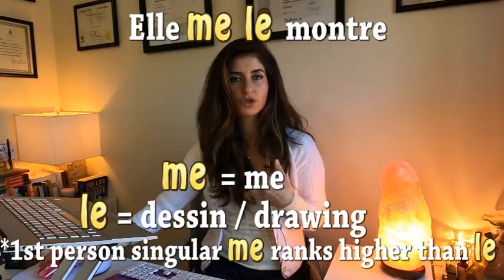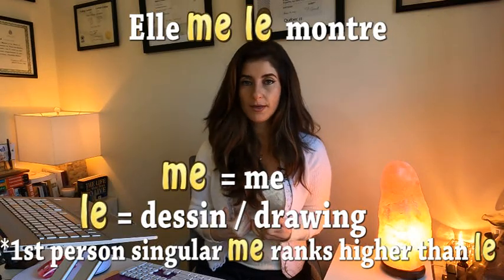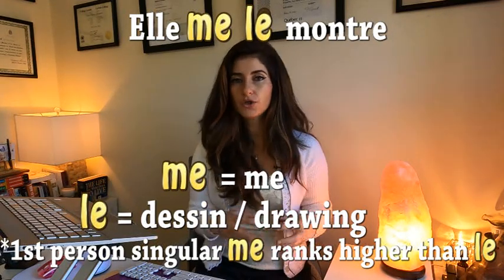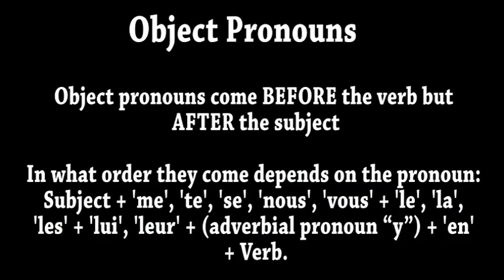But let's say I'm talking about my mother and the drawings, and I keep talking back and forth about my mother and the drawings that I'm showing to her, I can just say, elle lui montre, je lui montre, and it's straightforward. It's je showing, she showing, she it's showing. You can't say that in English, but in French, it's pretty much that concept. Elle lui montre, elle le montre. Elle me le montre, she's showing me. The first person singular, me, ranks before le. So me always shows up before it. Object pronouns come before the verb, but after the subject.